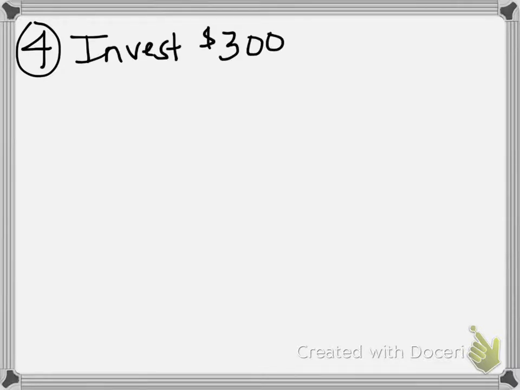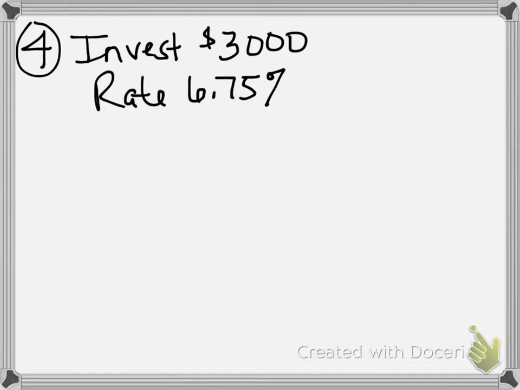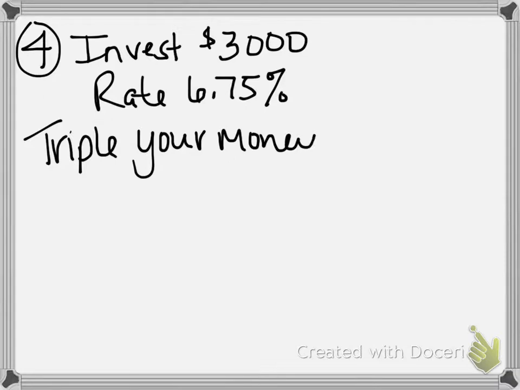Okay, so number 4 says, suppose you invest $3,000 into an account that has an interest rate of 6.75%. It's compounded annually. How long will it take to triple your money? So how long to triple your money?